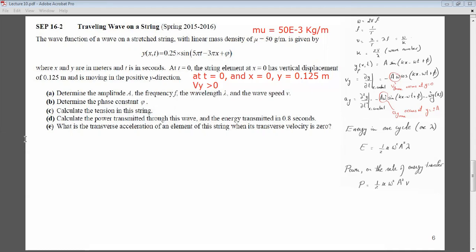Determine the amplitude A. So the amplitude A is this thing next to sine. So A is 0.25 meter. The frequency f: we know that omega is 5 pi, which implies f is equal to omega over 2 pi, and this is nothing but 2.5 hertz.